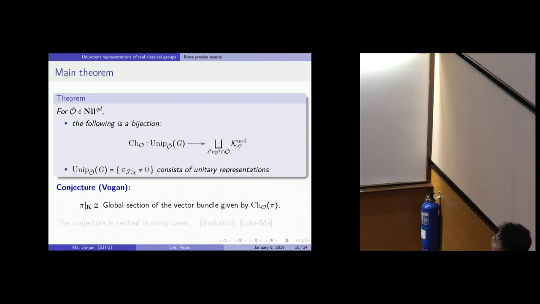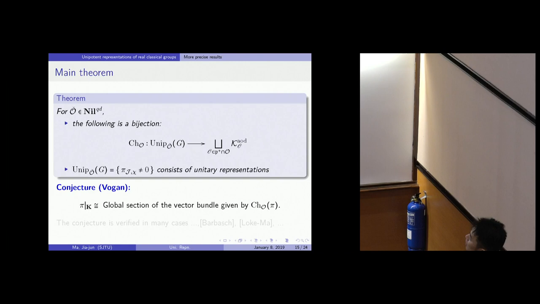Assuming that the co-dimension of the boundary of this orbit is bigger or equal than 2, I think. So it's not clear whether this is really true, but actually this conjecture can be verified in certain cases.